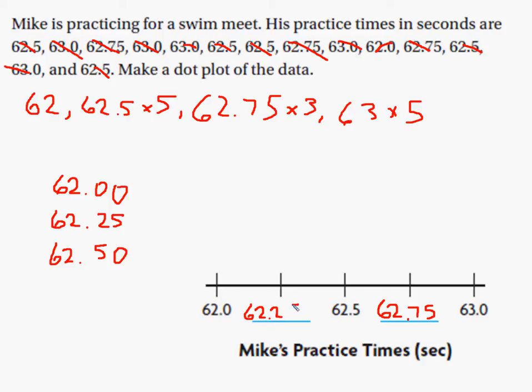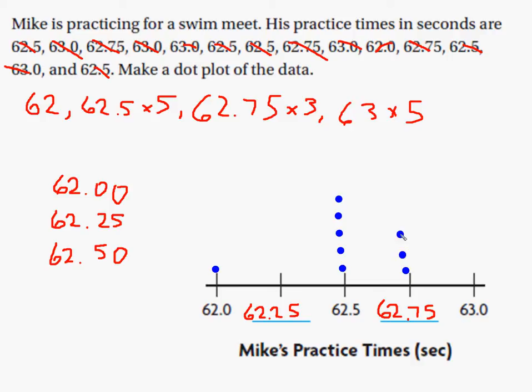So now what I'm going to do is put dots above all of these numbers to show how frequently they show up. So let's take a look at this. 62 shows up 1 time. So I'm going to put 1 dot. Let's see if I can make that a little bit bigger. There we go. And 62.25 shows up 0 times. So I don't put any dots. 62.5 shows up 5 times. So I'm going to put 5 dots. 1, 2, 3, 4, 5. 62.75 shows up 3 times, so I'm going to put this one 3 times.